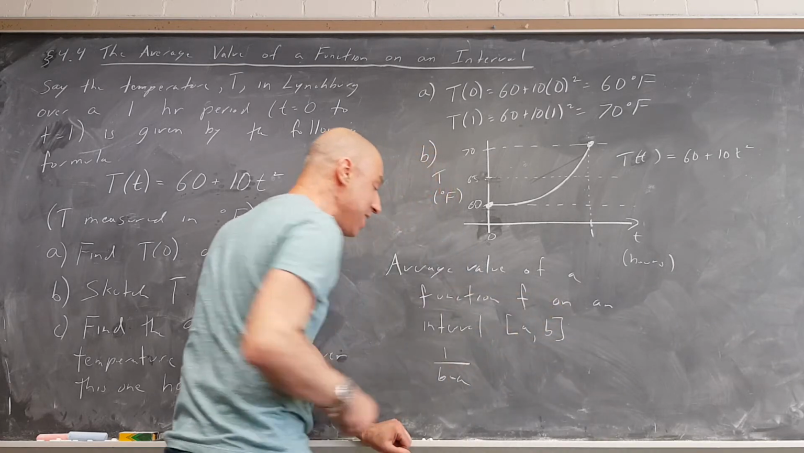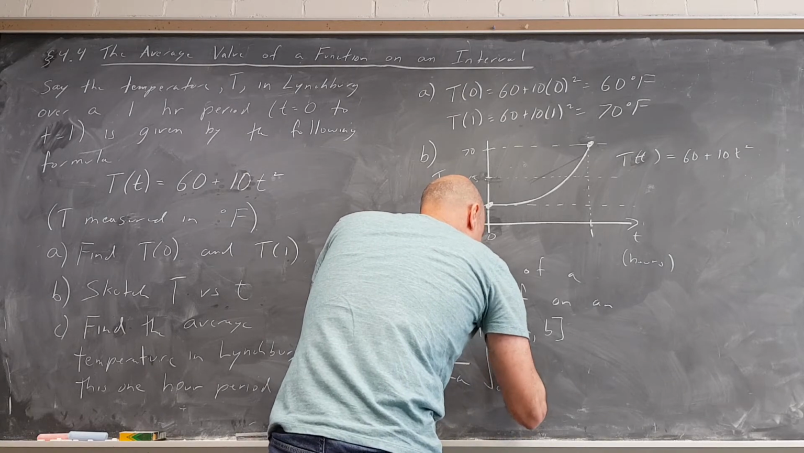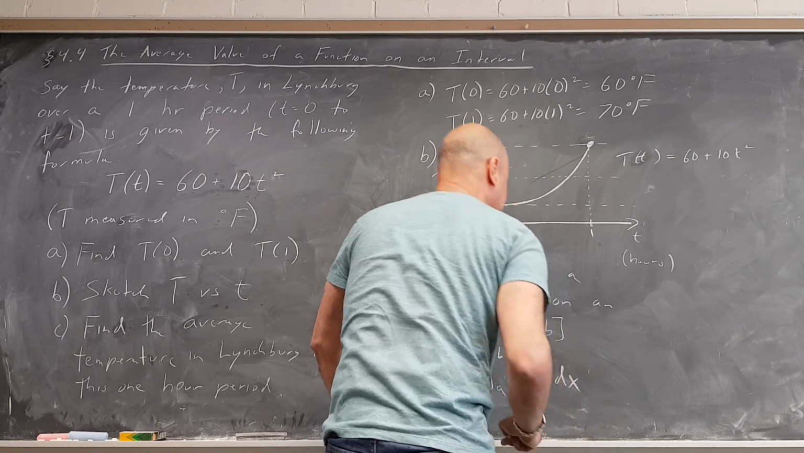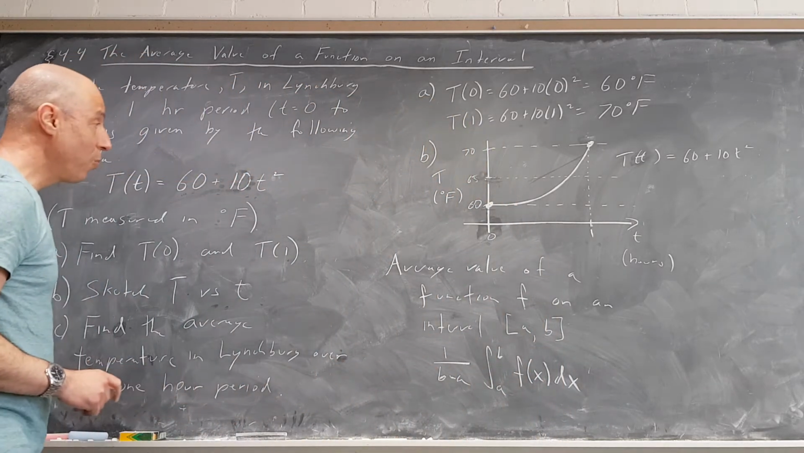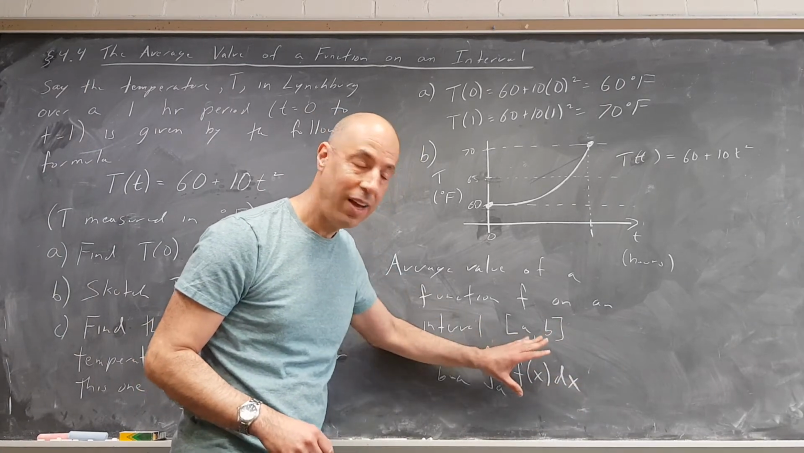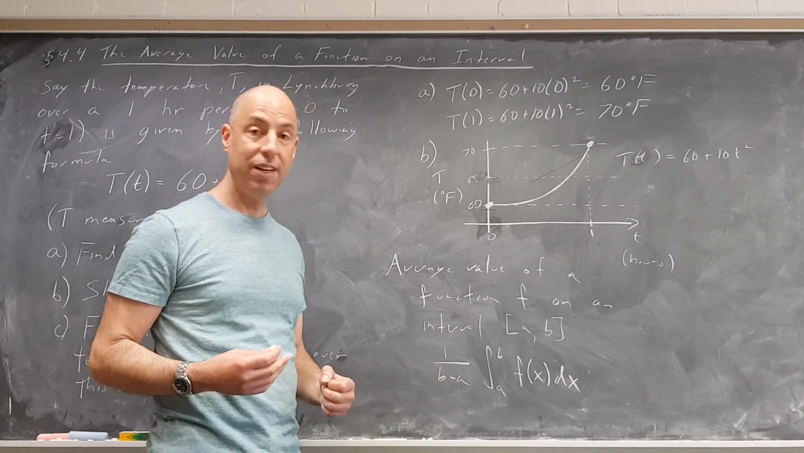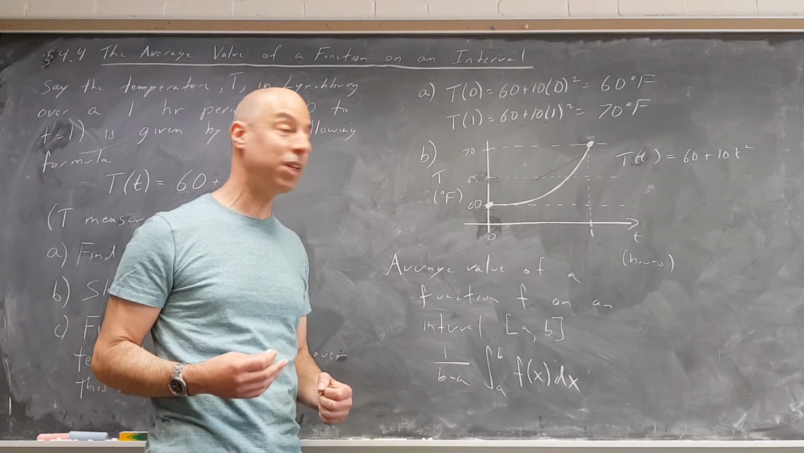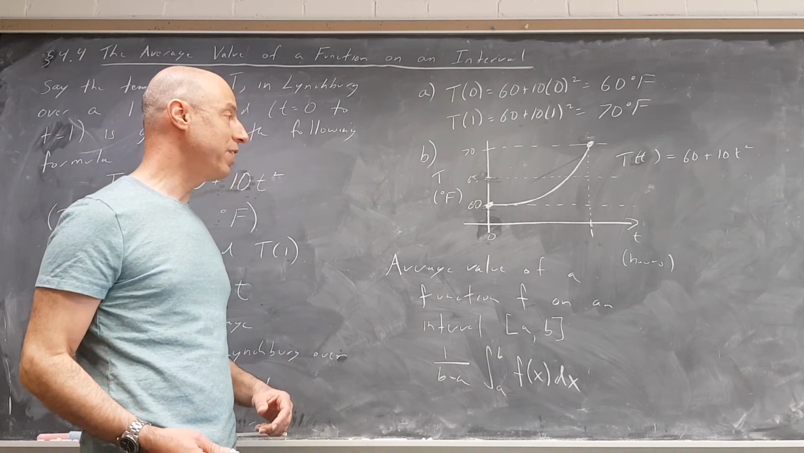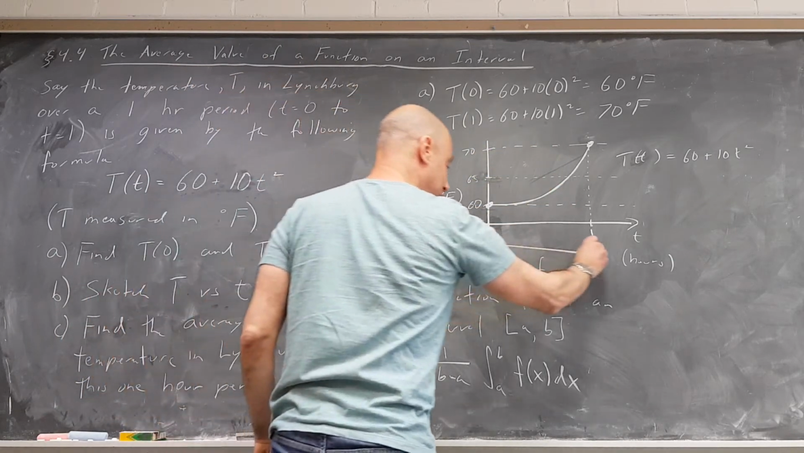B minus a is just the length of that interval, times the integral between a and b of f of x dx. In other words, you just take the area under the curve between a and b and you divide by the length of the interval. Hopefully that makes intuitive sense, or at least seems plausible. But we will take this as the definition of the average value of a function on the interval. So in this particular problem, we're just going to go ahead and use this definition.